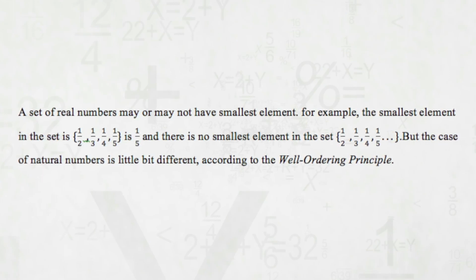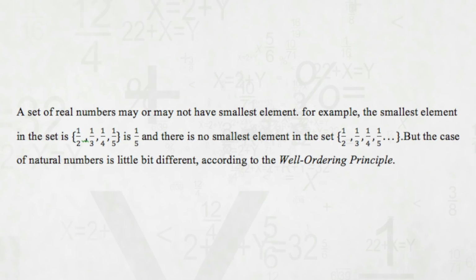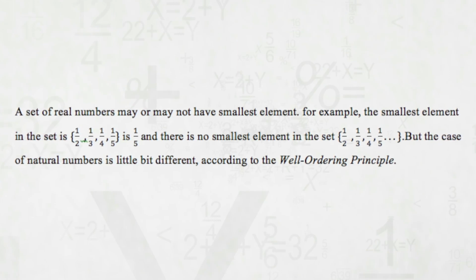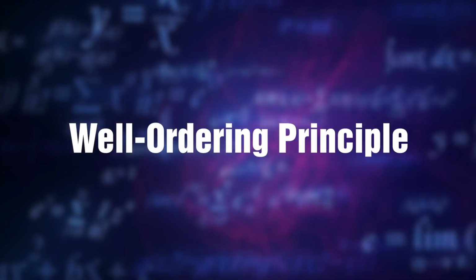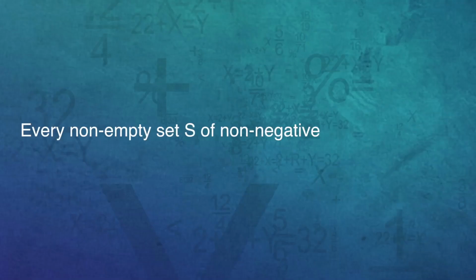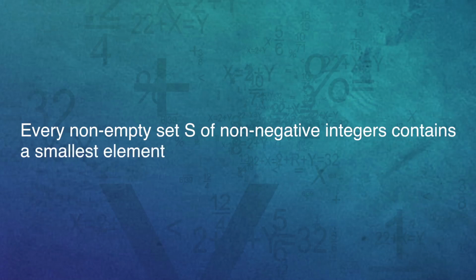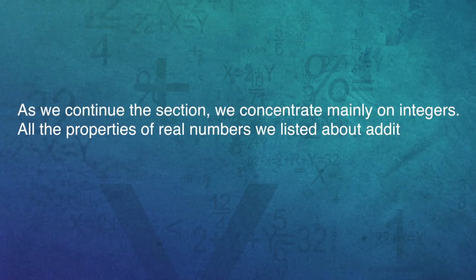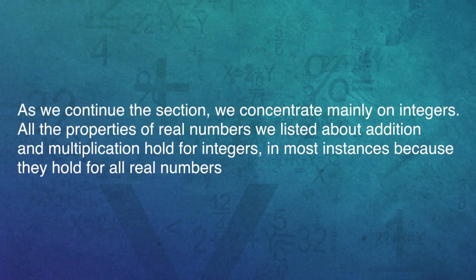But the case of natural numbers is a little bit different, according to the well ordering principle. We shall see about the well ordering principle now. That states every non-empty set S of non-negative integers contains a smallest element. As we continue the section, we concentrate mainly on integers.